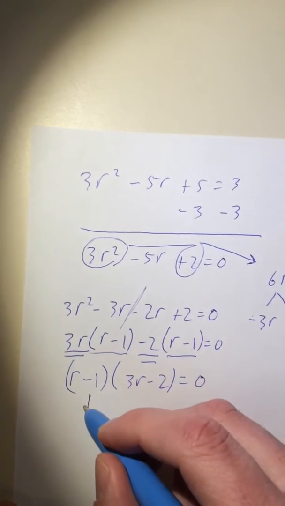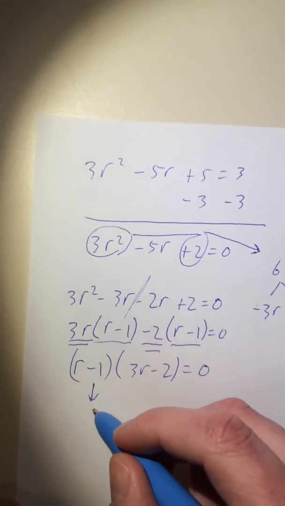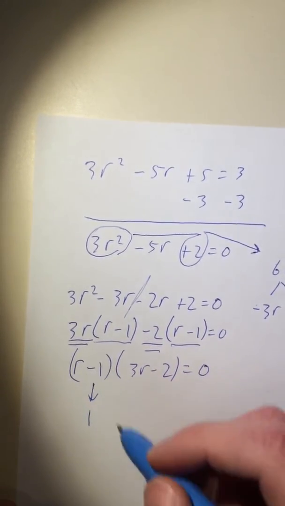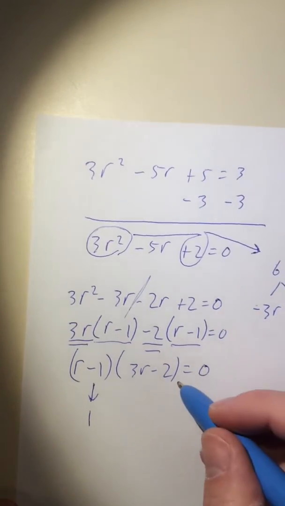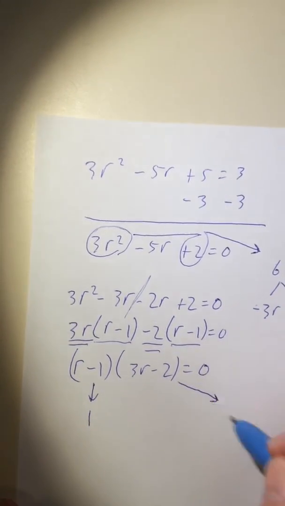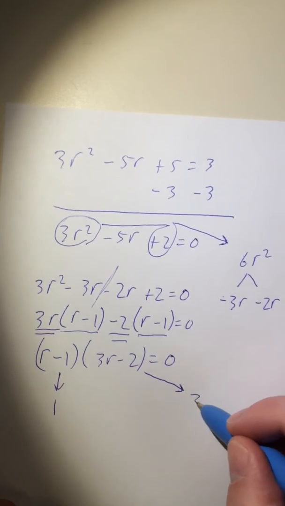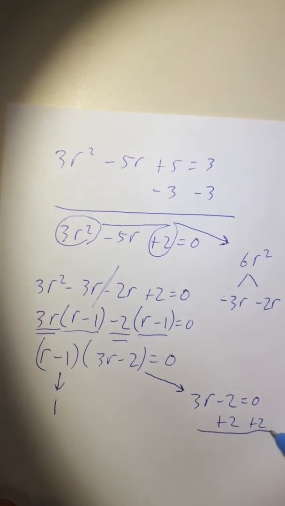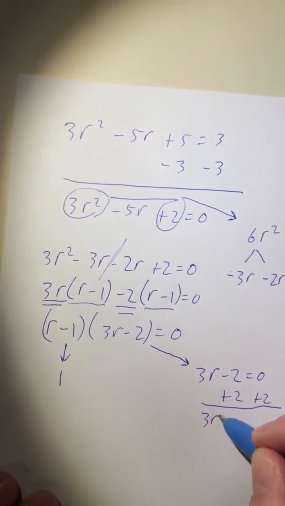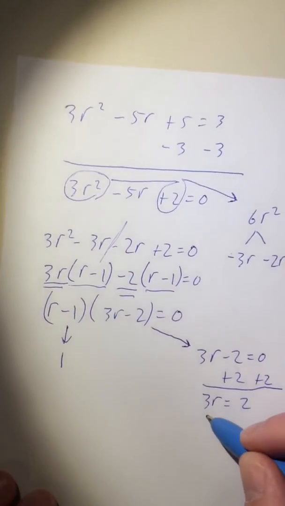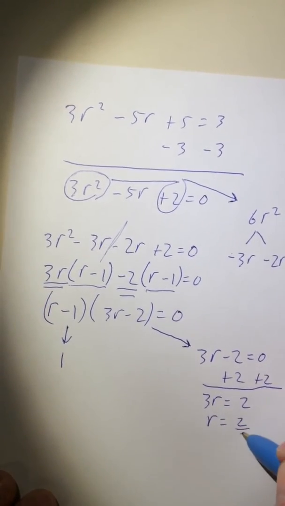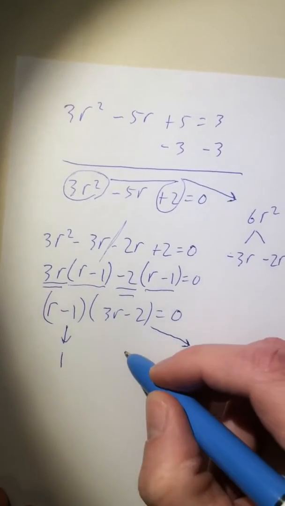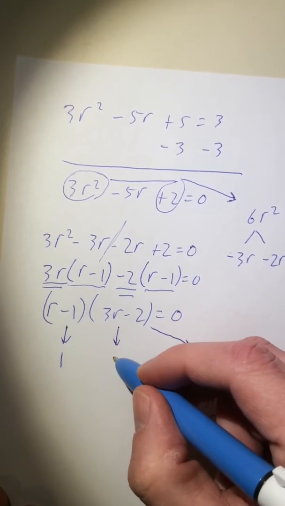Okay, so this one's easy, r minus 1. So we just have r equals 1, because that's how to make that 0. Now the question is how to make this one 0. Well, we'll just make a little equation and figure it out. So we got 3r minus 2 equals 0. Add 2 to both sides. And we get 3r equals 2, and r equals 2/3. So that's the answer. And there's actually a shortcut for that one too.